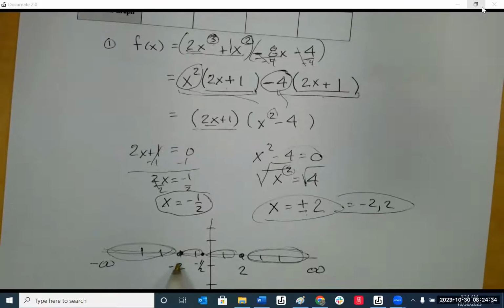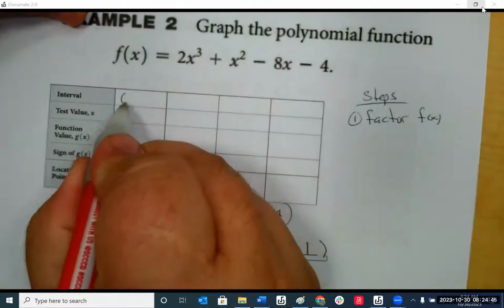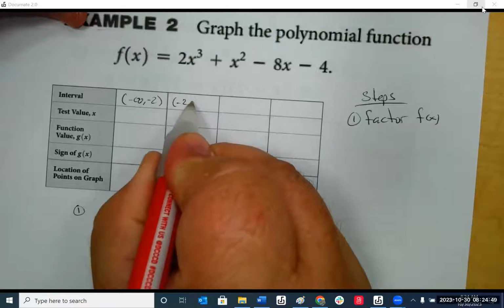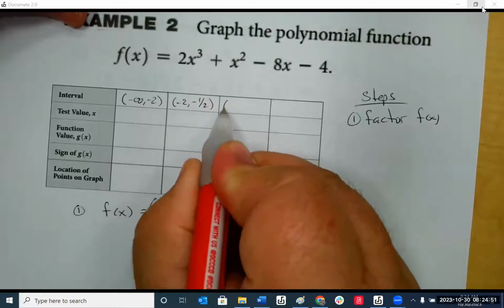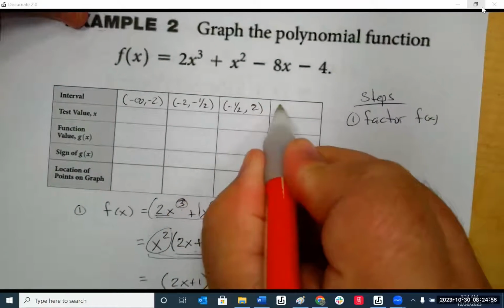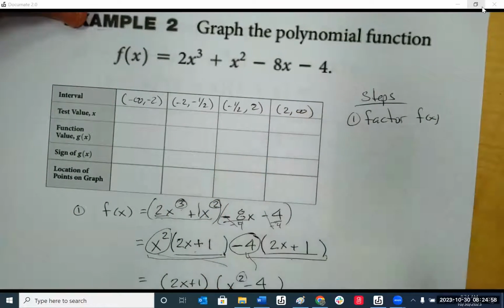Yeah, it stops at the intersections. So negative infinity to the first x-intercept, x-intercept to x-intercept, x-intercept to x-intercept, x-intercept to infinity. So we're going from negative infinity to -2, -2 to -1/2, -1/2 to 2, and then from 2 to positive infinity.